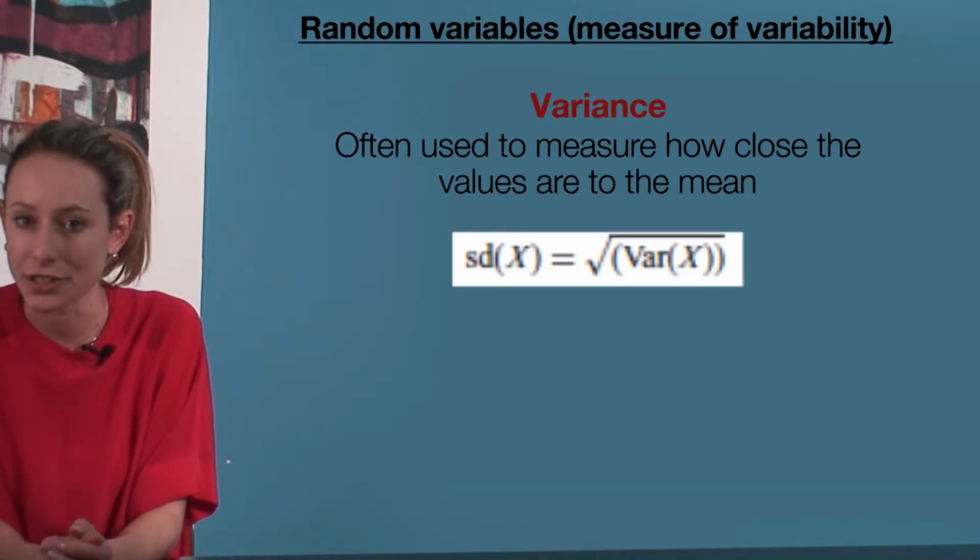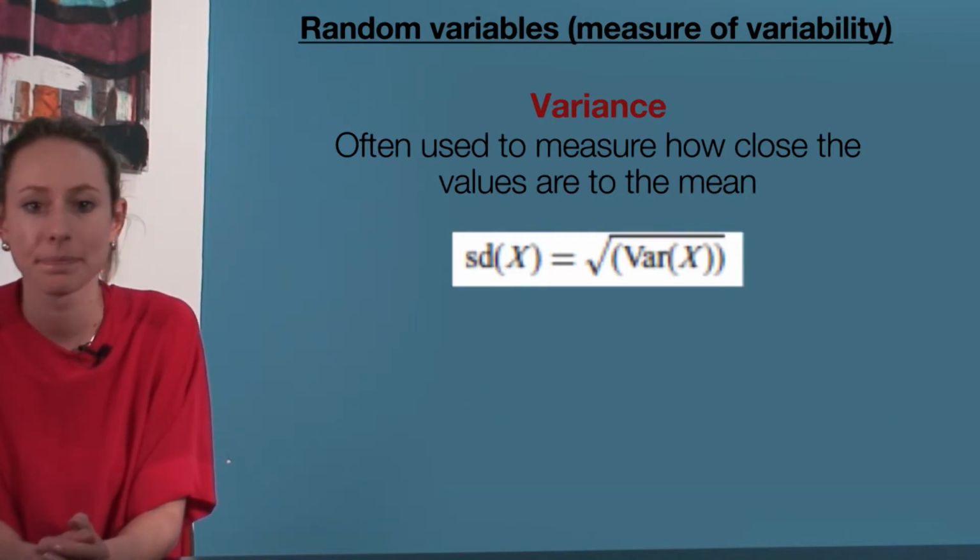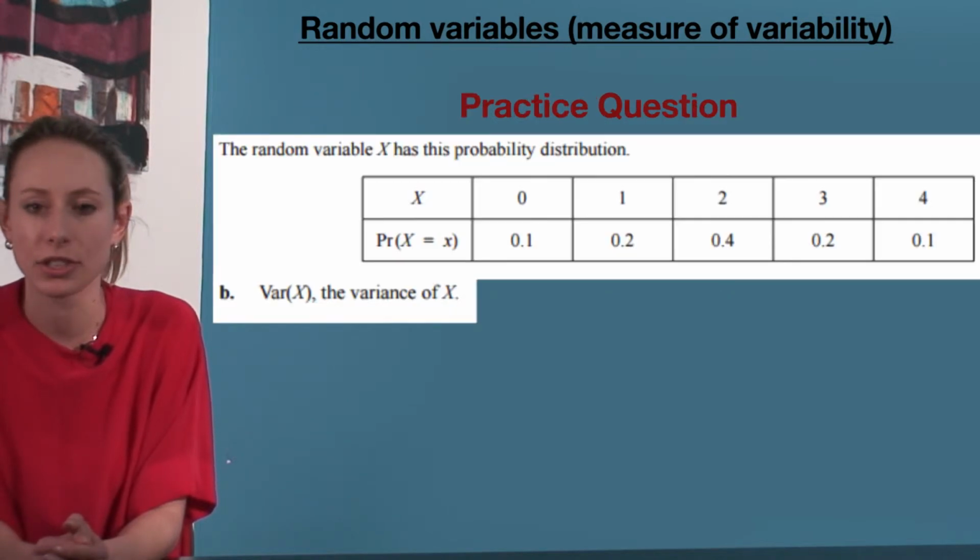The standard deviation is simply the square root of the variance. Let's look at a practice question from the 2009 VCAA exam.